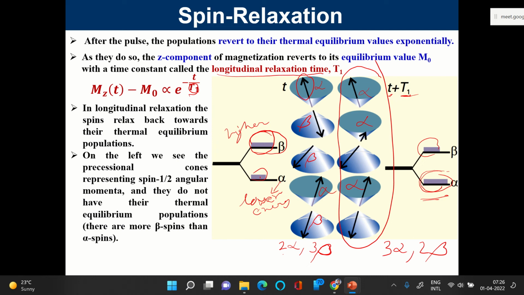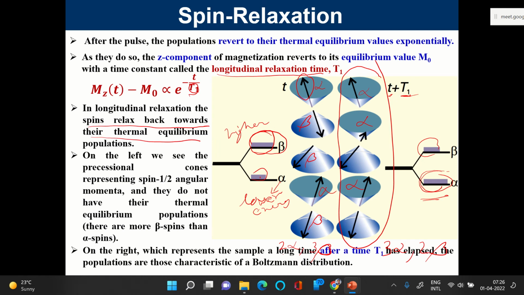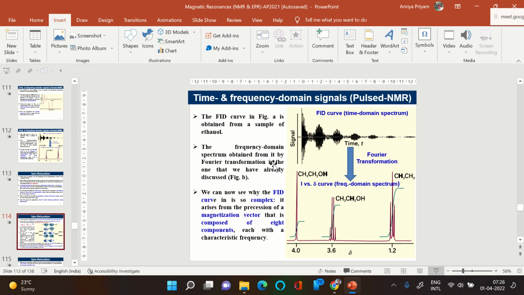So more of beta than alpha. This is what we have seen: spins are relaxing back towards their thermal equilibrium situation once the pulse is removed. This is what we learned. After time T1 has elapsed, the Boltzmann distribution profile is what you can obtain.